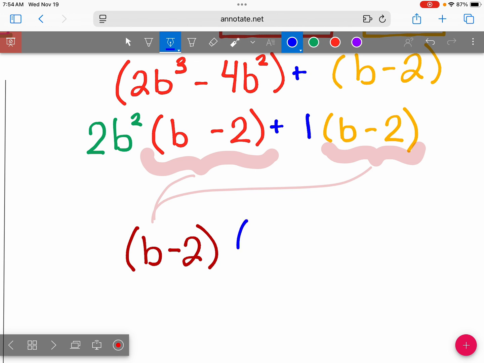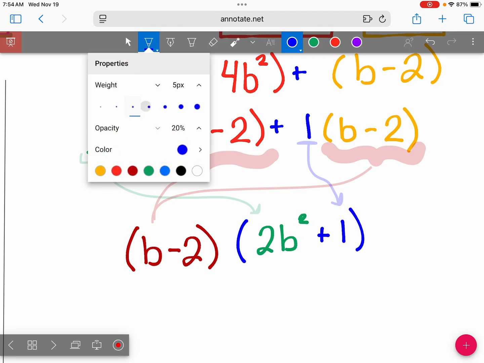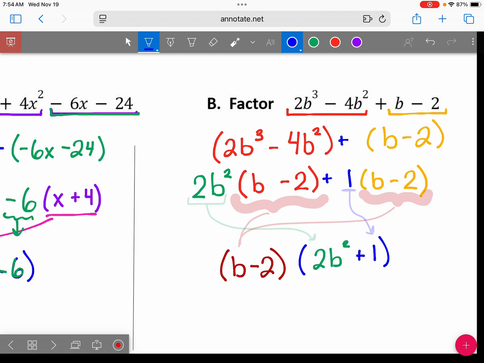So our other factor here is going to be the 2b squared and the plus 1. That's coming from that guy and that guy. Questions on that one?